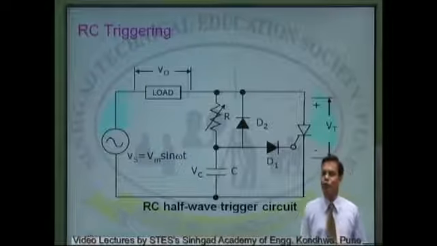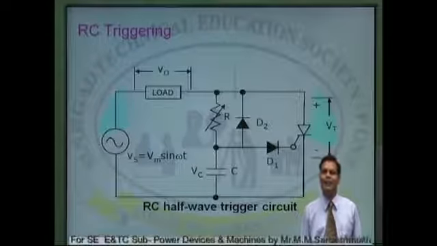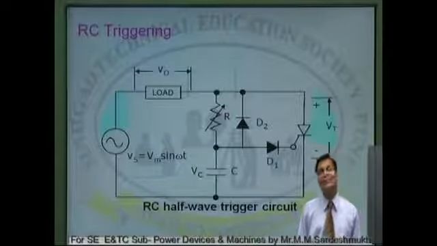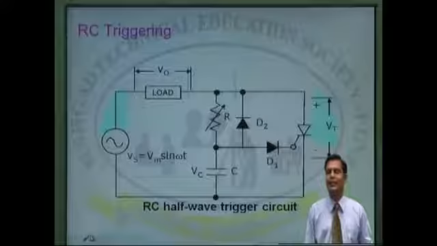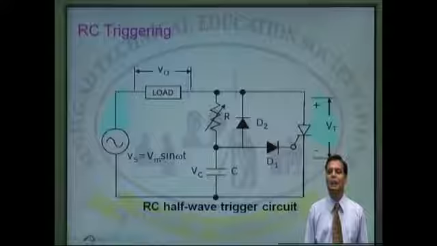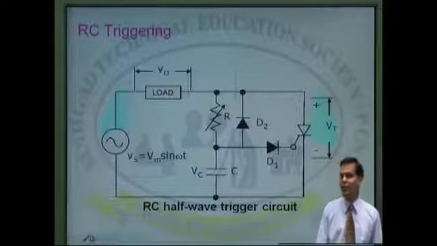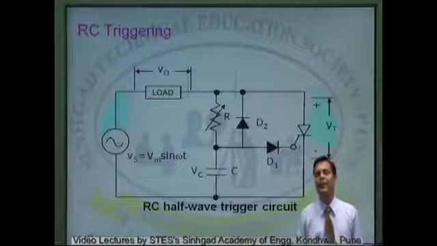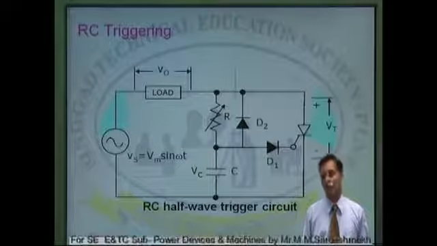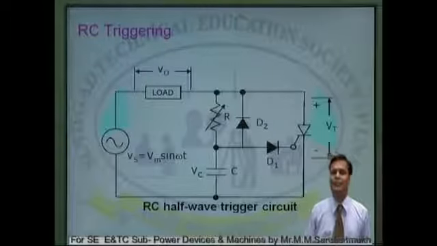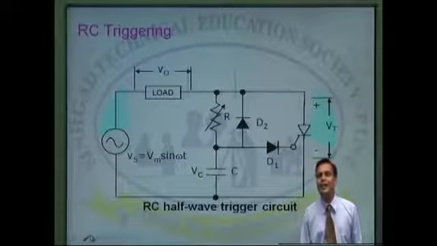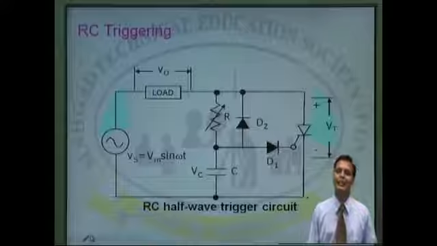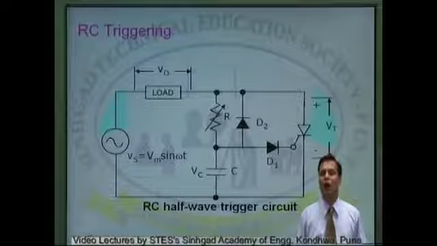We can switch over to the next method, that is nothing but RC triggering, where resistance and capacitance are used in the triggering. Here you are observing the circuitry that the gate signal which is provided is applied through resistance R and capacitor C. So by controlling either R or C, we can control the RC time constant. And by controlling the RC time constant, that is charging and discharging period of capacitor, we can control the applied gate signal across the thyristor, and hence we can control the total on and off process of the SCR.